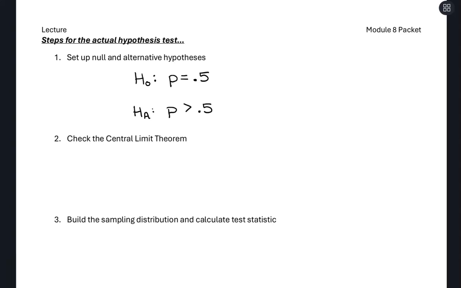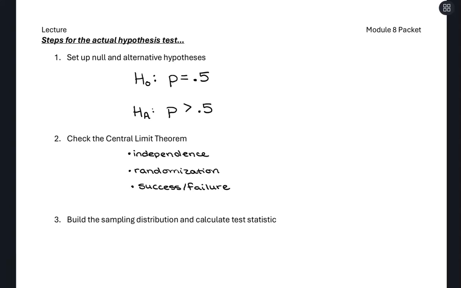Next piece is checking the central limit theorem. This is one thing I didn't do in that last video that I really should have before I started using a bell-shaped curve. Part of this is that we have to prove that we pass the conditions in order to have normally distributed data. So we need to check independence. We need to check randomization. We need to check that we have a large enough sample size, or we could think of this as our success failure.